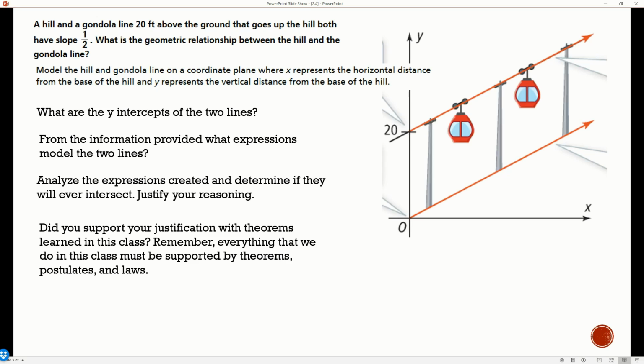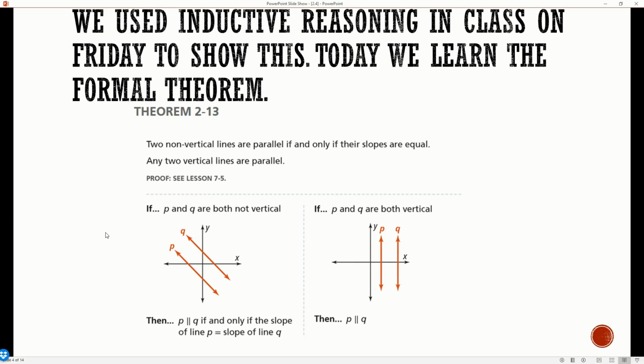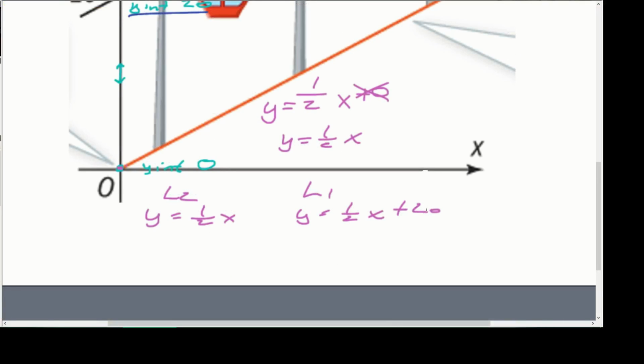I just want to know, analyzing the expressions, y equals 1/2 x and y equals 1/2 x plus 20, determine if those lines will ever intersect. And if you say they will intersect at some point, you must justify it with a theorem we learned in class. And if you say they will not, you must also justify it with a theorem we learned in class. So one last chance to look at them. Our slope is 1/2 for both of them. Our y-intercepts differ. So I'm looking forward to seeing what you think.